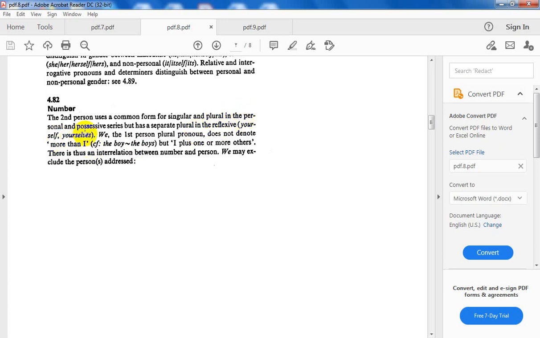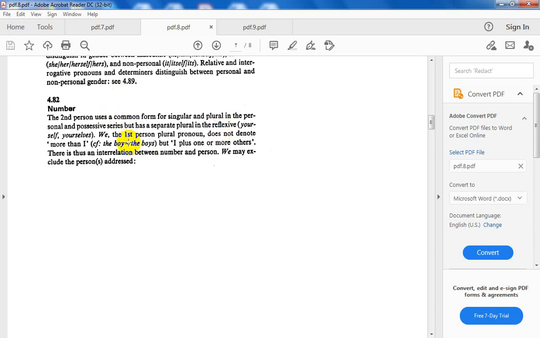In the personal and possessive series, personal اللي هي you, possessive series say what? Your book as one, your books as more than one, but it has a separate plural in the reflexive. So when I say the difference in the reflexive, I say what? Yourself. It is if I address one person, but yourselves if I address more than one.